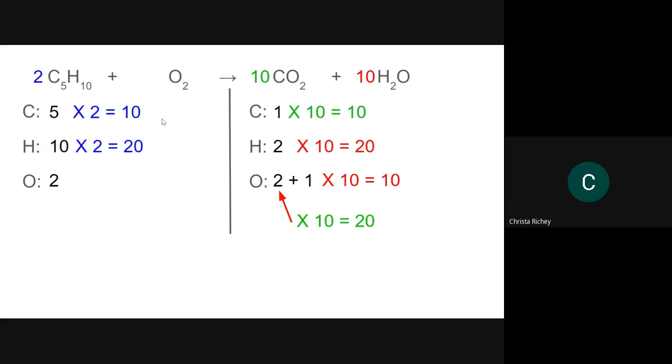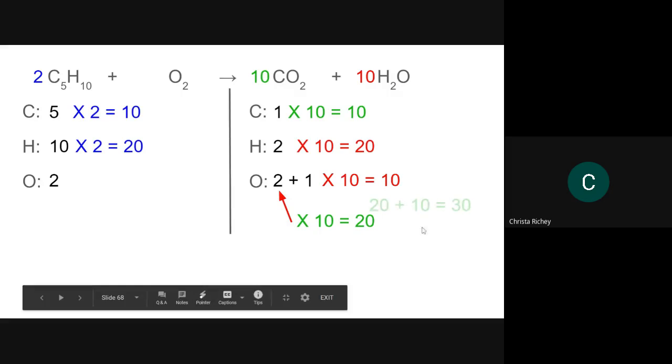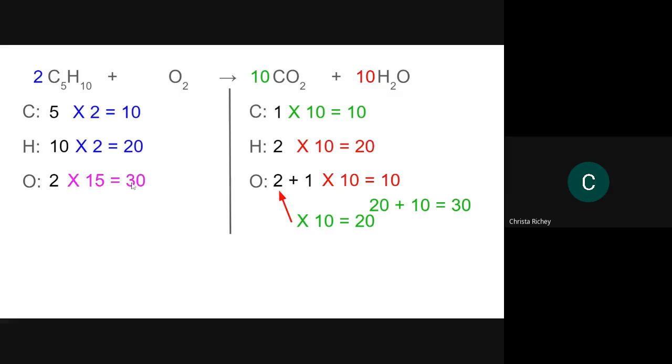Now comes the time to fix the oxygen. 20 plus 10 is 30. 2 times 15 is 30, and this 15 will go up in front of that oxygen gas. I do not have any ones to fill in, and once again, this is still a combustion. What my mistake was, instead of the 5, I had put a 2 here, and it messed up all my math, but it was an easy enough fix.